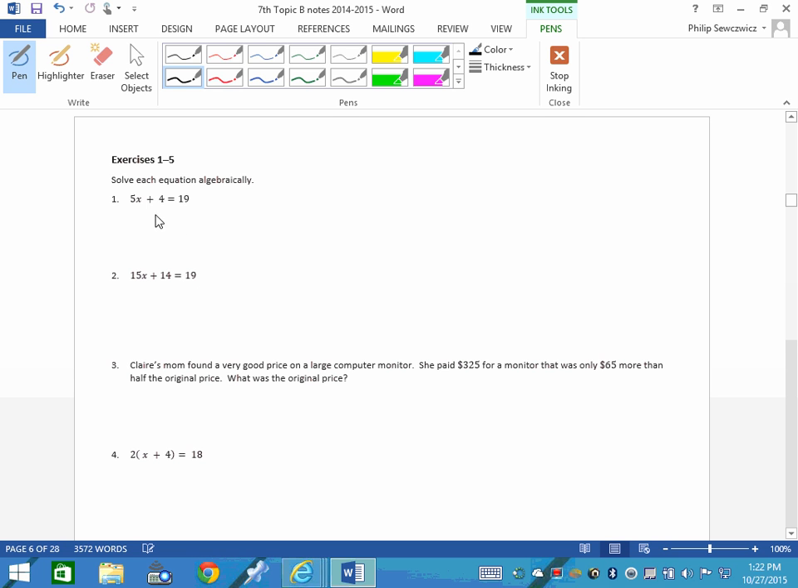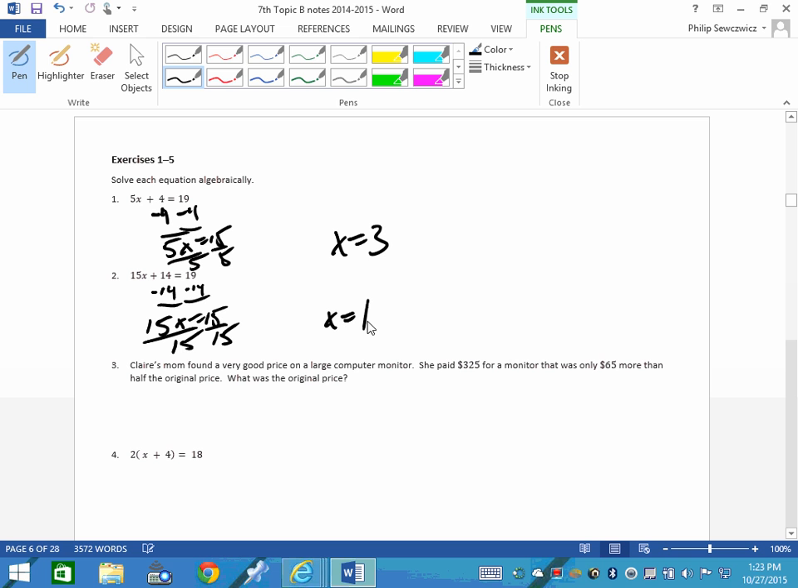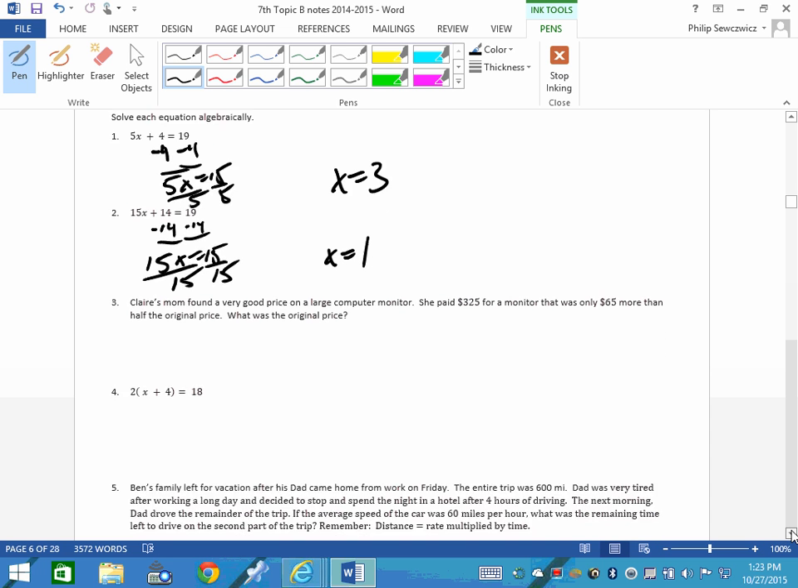All right, so we're back here. Did you subtract 4 from both sides? Did you say 5x equals 15? Did you divide both sides by 5? So did you say x equals 3? For the next one, did you subtract 14 from both sides? So did you say 15x equals 15? Did you divide by 15 on both sides? Did you say x equals 1? So this is just a nice little review, like a little intermission, like, hey, remember these?